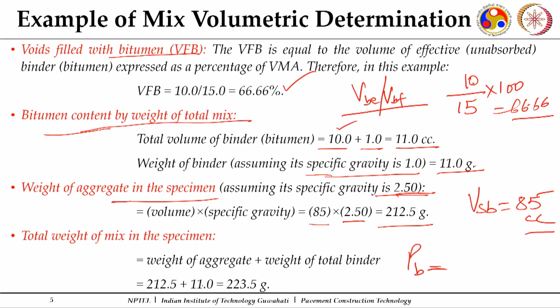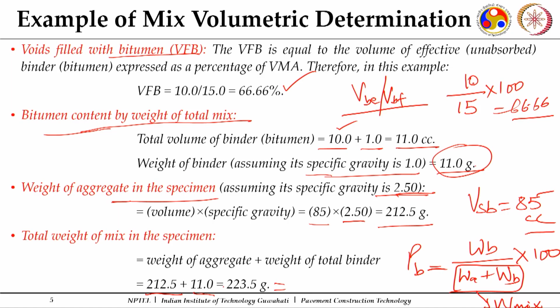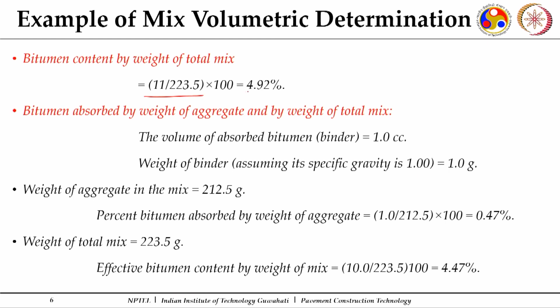PB will be the weight of the bitumen divided by the weight of aggregate plus weight of bitumen, into 100, because here we have to consider the weight of the mix. The weight of aggregates is 212.5 and the weight of the binder from here is 11 gram. So, the total is 223.5 gram. So, the percentage of binder will be 11 divided by 223.5, which is 4.92 percent by weight of binder in this specimen.